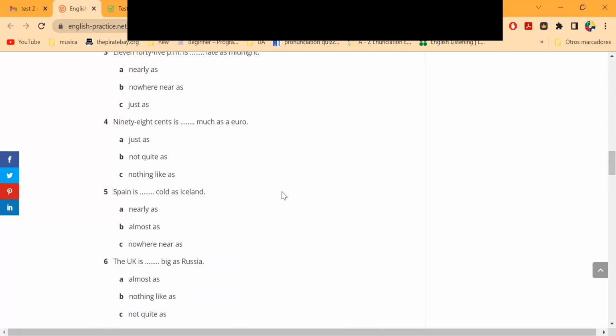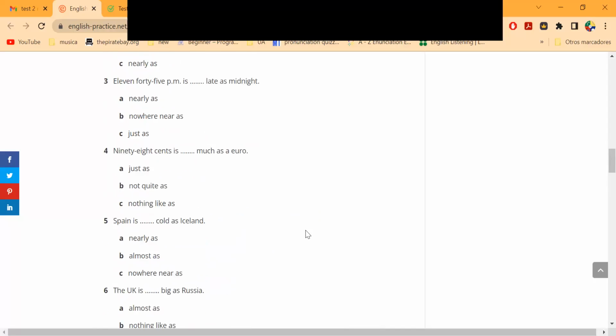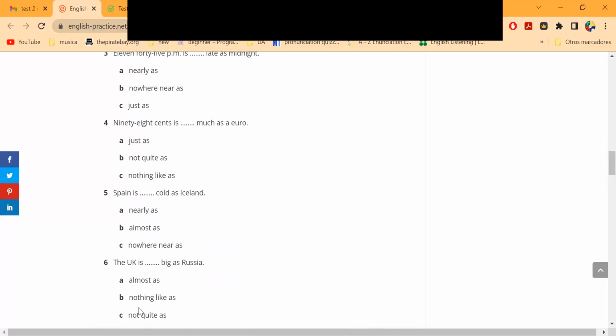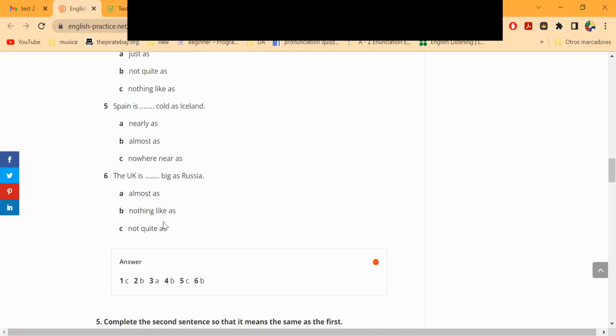¿No vieron la 5? Ojalá que no la hayan visto. Spain is cold as Iceland. Bueno, España es bastante más calentita que Islandia. Porque fíjense que es la tierra del hielo, Iceland. So, Spain is nowhere near as cold. La diferencia es enorme, ¿no es cierto? Yeah, nothing like as cold. Nowhere near as cold as Iceland. Absolutely. 5C. Yeah. And 6, the UK. Ahí está. The UK es mucho más chica que Rusia. The UK is big as Russia.